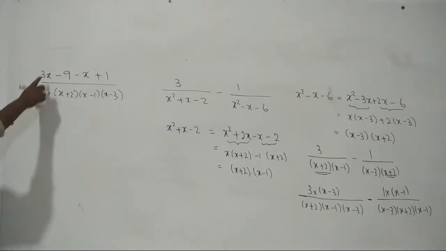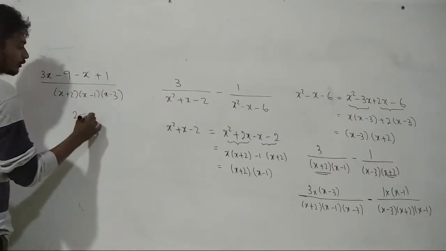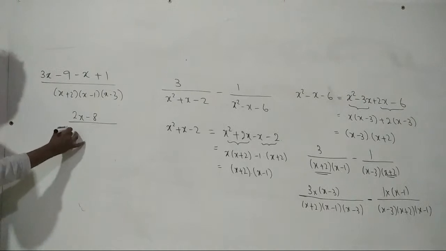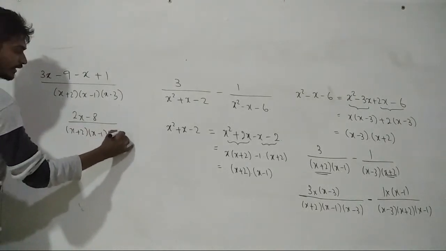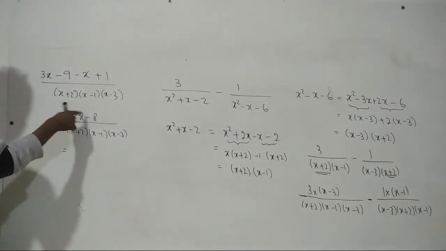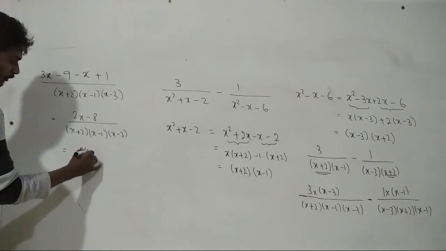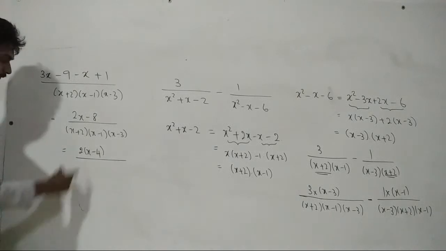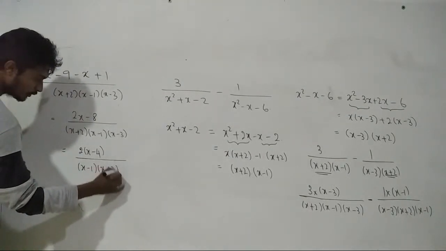Alright, 3x minus x is going to be what? 2x. Minus 9 plus 1 is how much? Minus 8. Divided by x plus 2, x minus 1 into x minus 3. So this is equal to 2x minus 8. For both of them 2 is common, so take 2 out of that. So you're going to have 2 into x minus 4 divided by x minus 1, x plus 2, x minus 3.